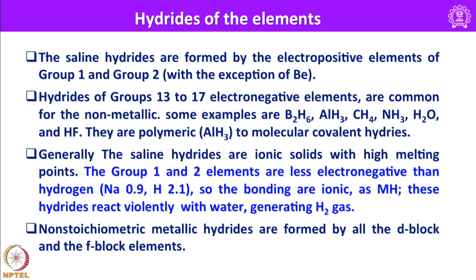Non-stoichiometric metallic hydrides are formed by all d block as well as f block elements. They are also called interstitial hydrides, because when metals are reacted with hydrogen, the hydrogen goes and sits in the interstitial spaces to form non-stoichiometric metallic hydrides.